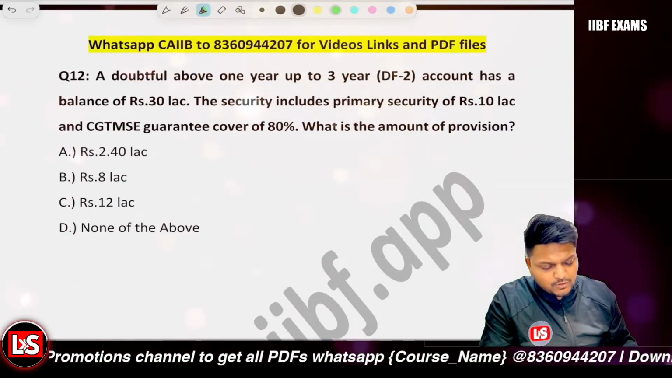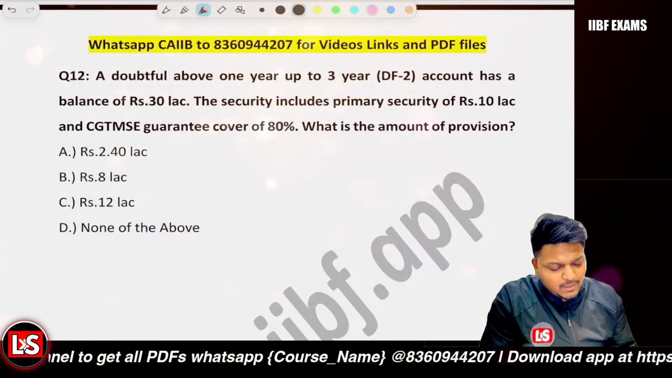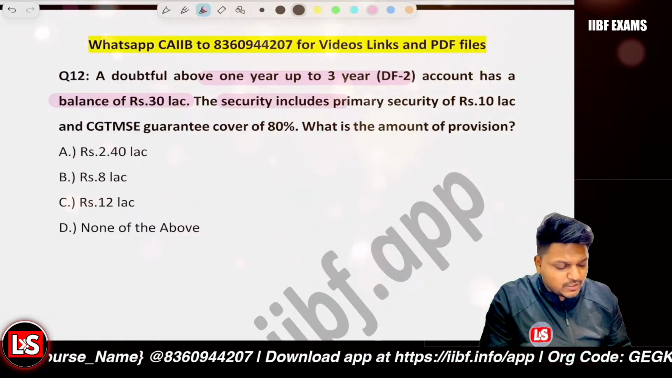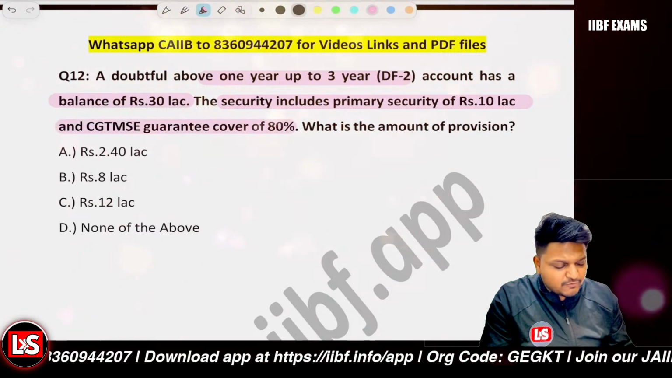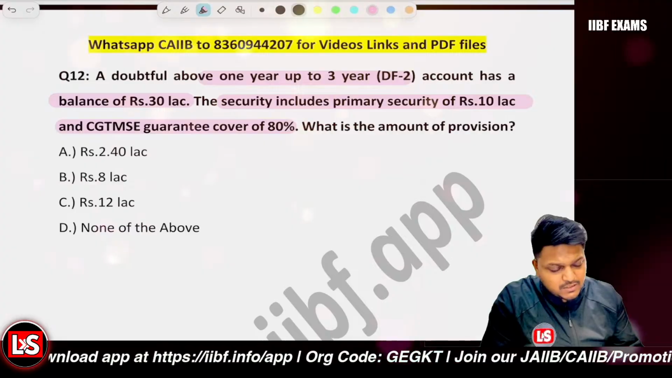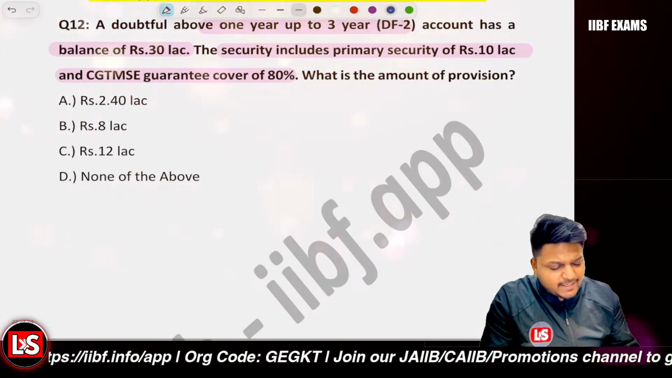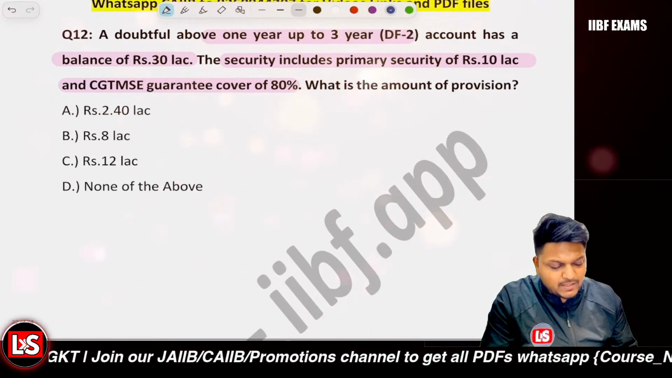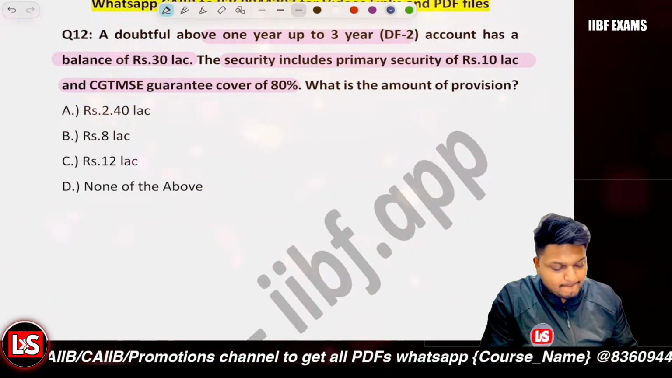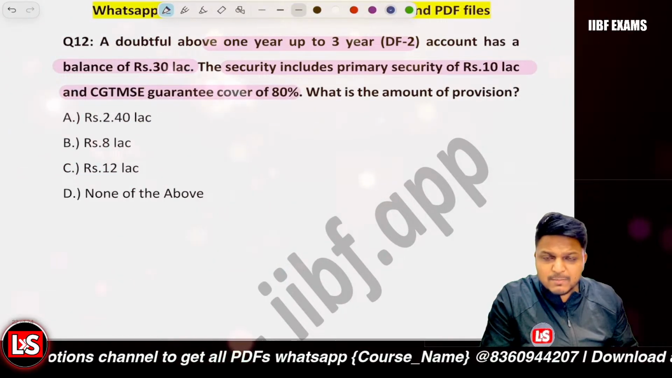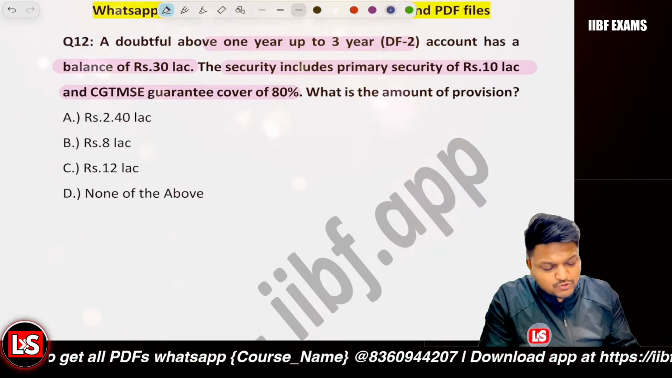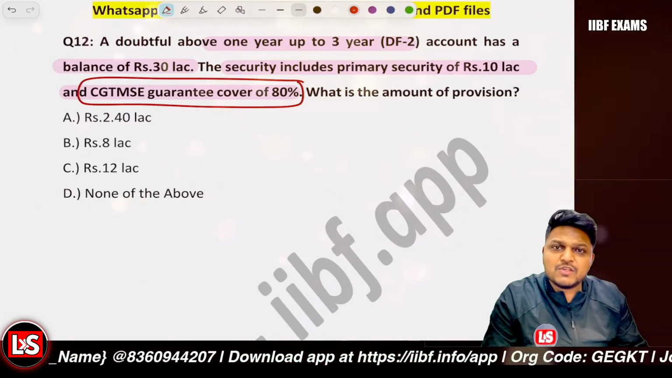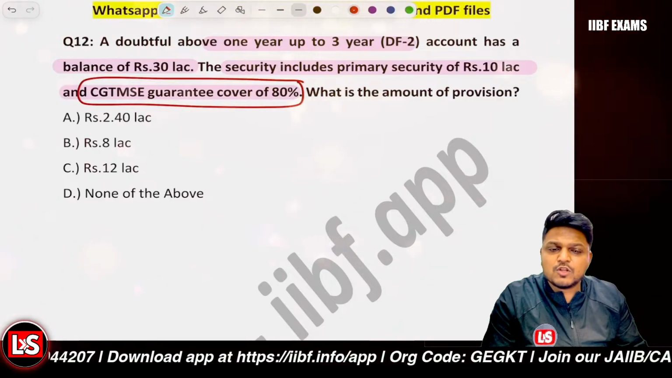Now let's move toward question number 12. A doubtful above 1 year up to 3 years, meaning a DF2 category loan, has a balance of 30 lakh rupees. The security includes the primary security, and CGTMSC cover of 80% is available. First of all, we have to identify the secured loan account balance. The most important part to remember from this question is that the amount for which cover is available from any institution is not to be considered for provisioning purposes.